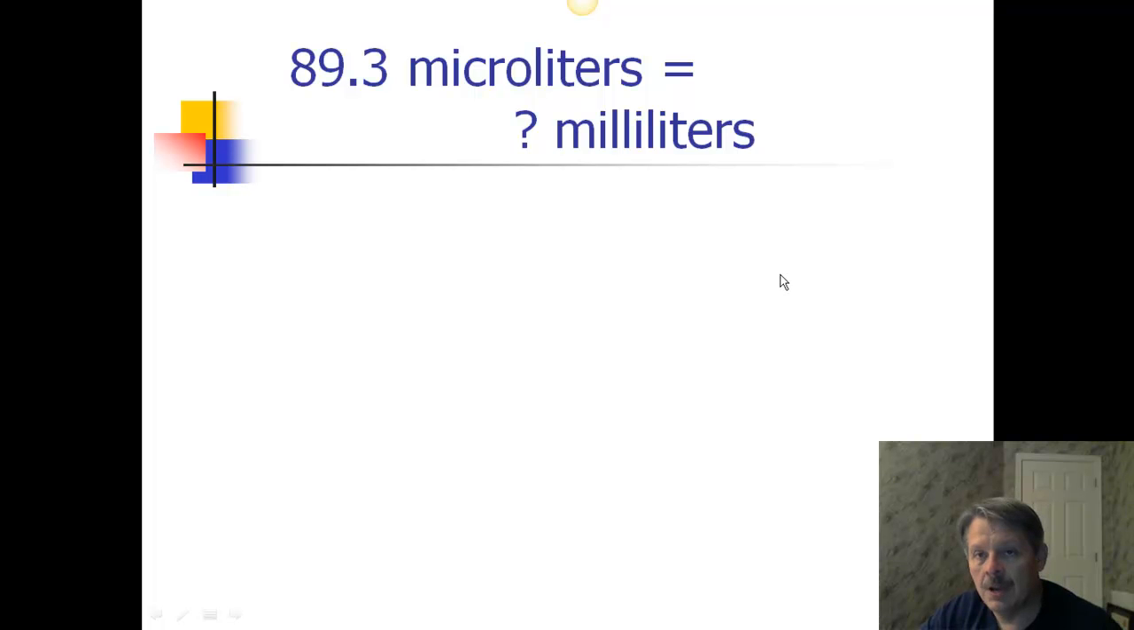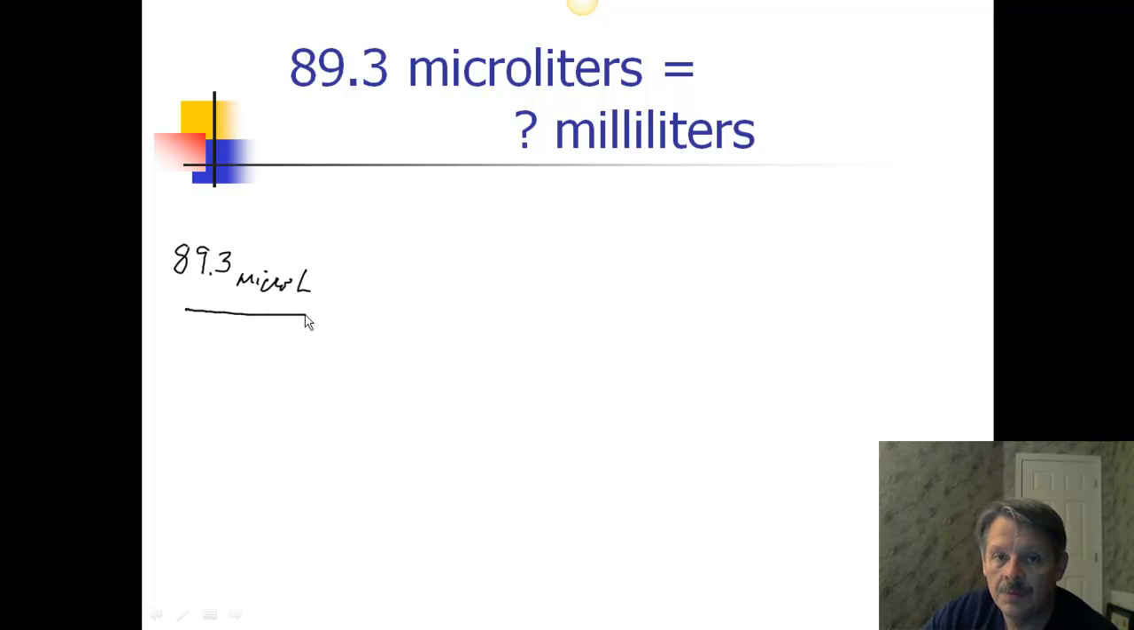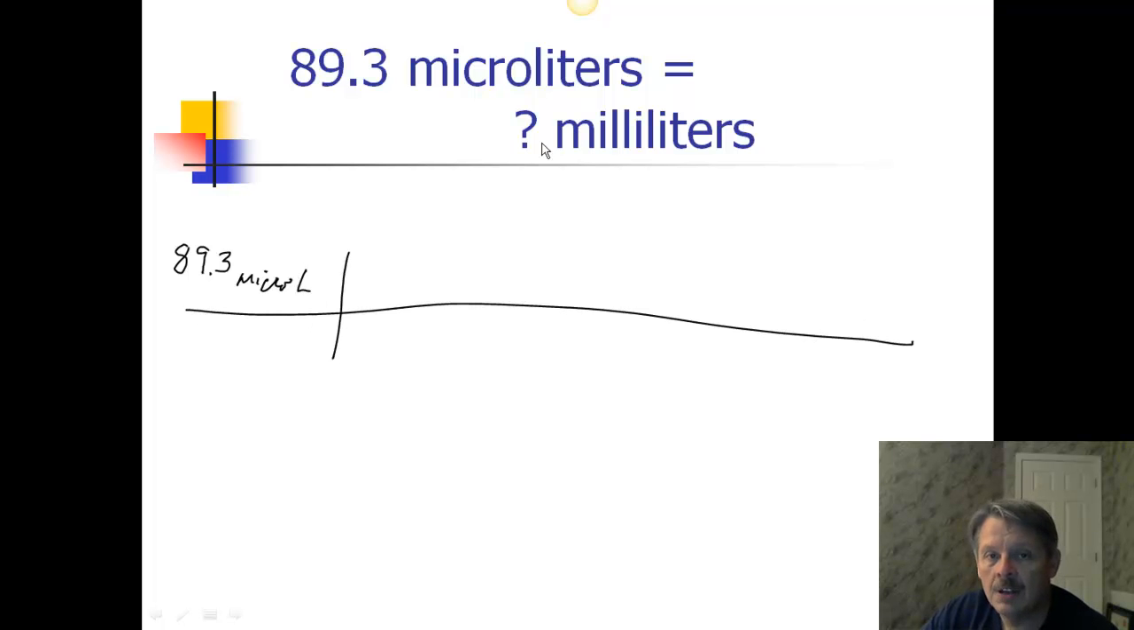All right, try this one. Same concept. Pause the video, do it on your own. All right, 89.3 microliters. I don't know how to convert from microliters directly to milliliters, so I'm going to put microliters on the bottom and go to liters here. And then I can go from liters to milliliters.